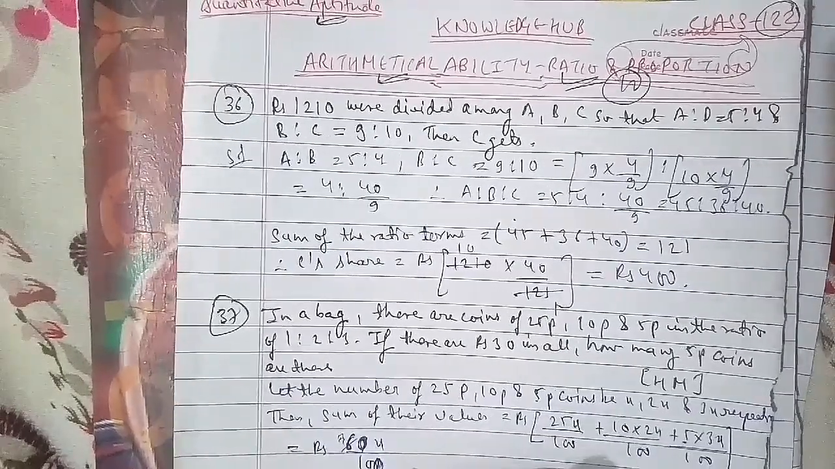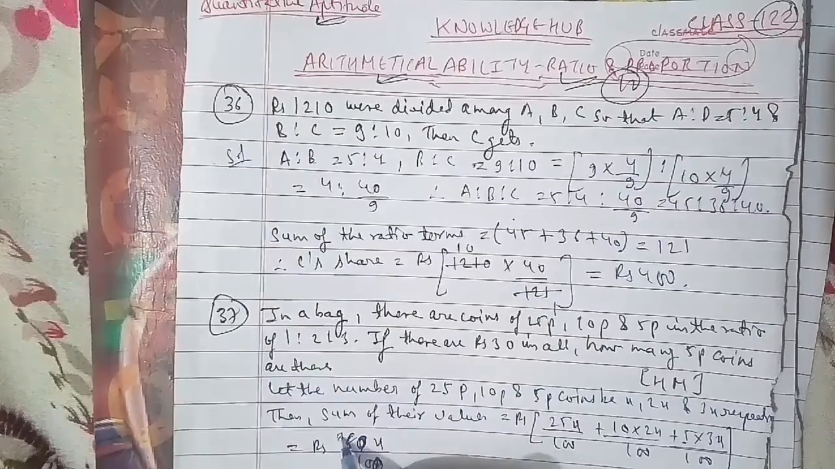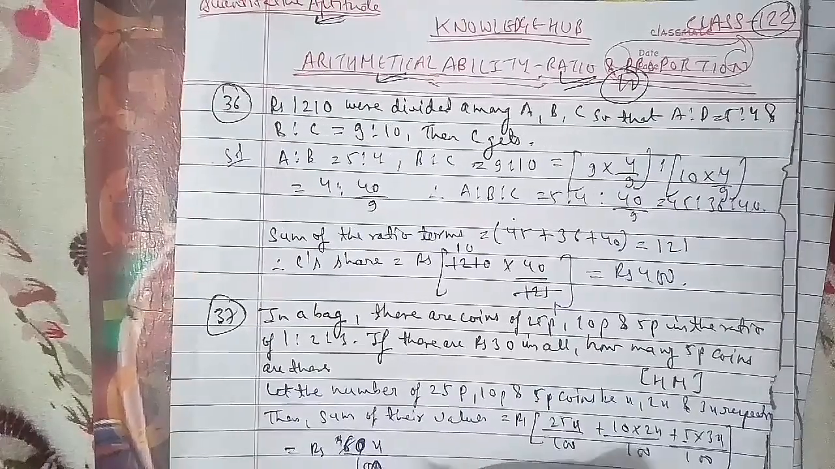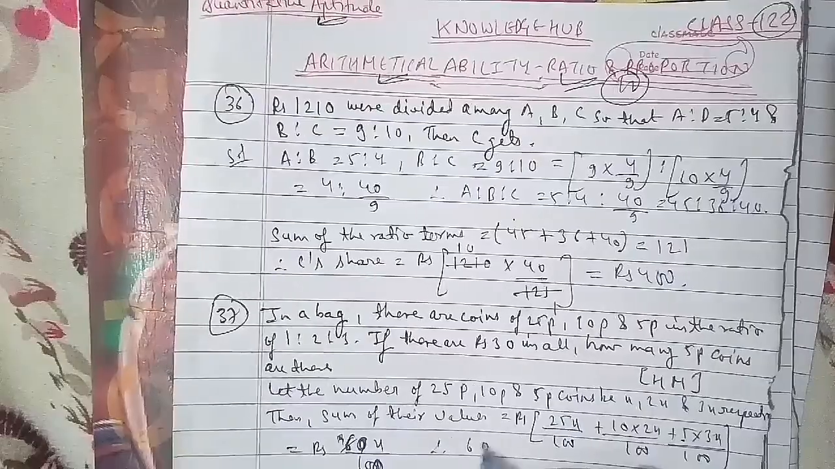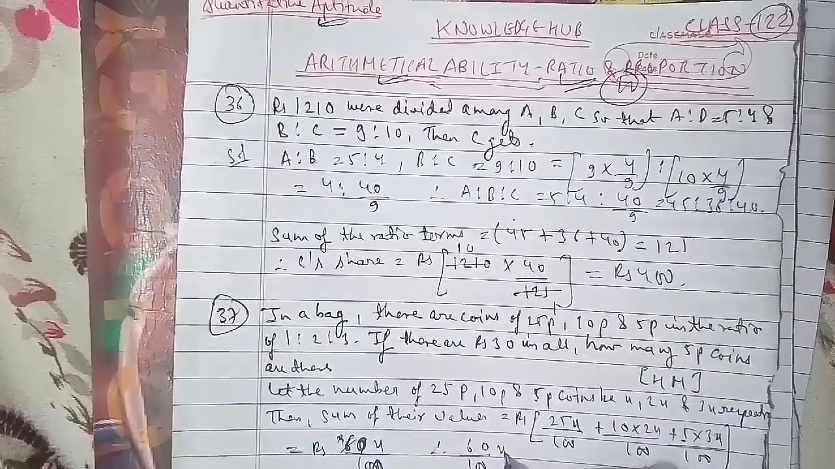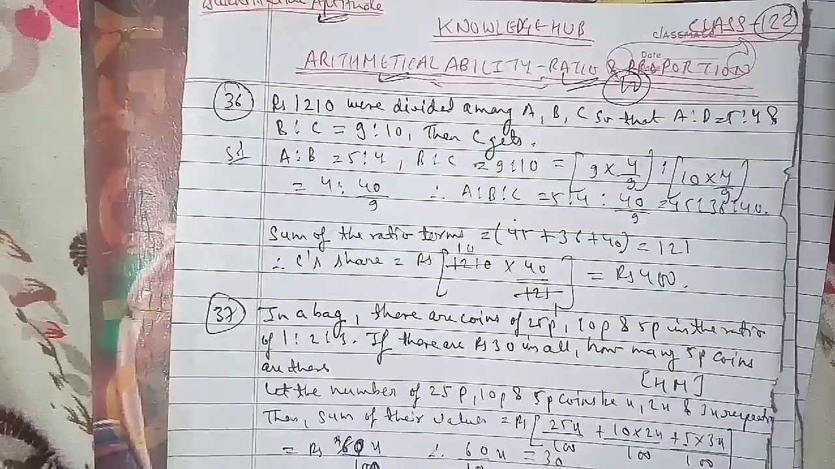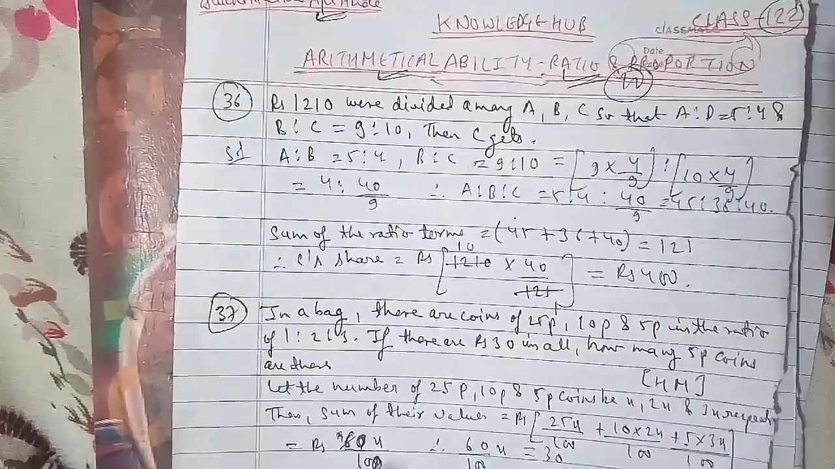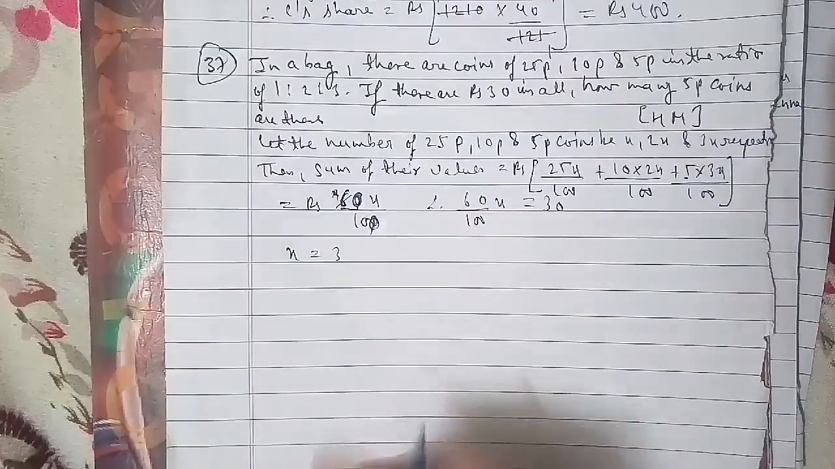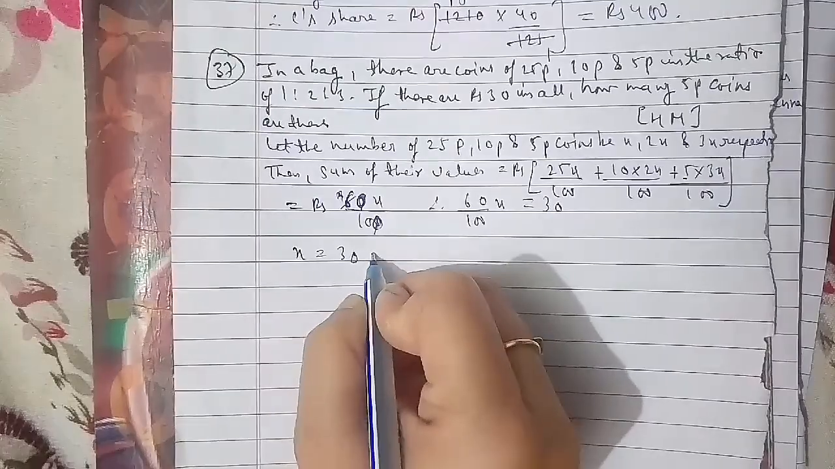Okay, so we'll get x equals to 30 into 100 upon 60. 30 ones are 30, 30 twos are 60, 2 ones are 2, 2 5s are 10. I'll get the answer here: 50.